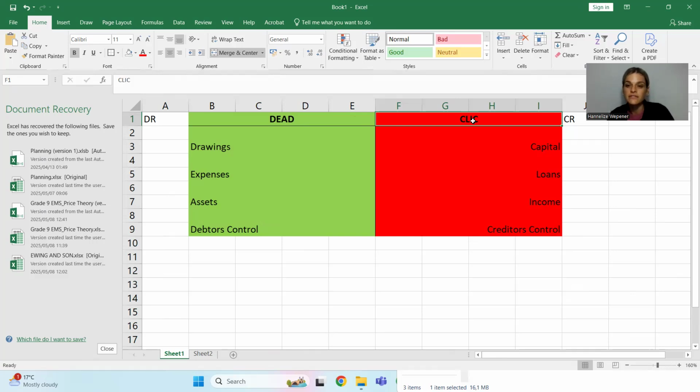Okay, so debt accounts increase on the debit side, decrease on the credit side. Click accounts will then increase on the credit side and decrease on the debit side. In other words, every time that the owner contributes more capital, I have more capital as a business, therefore I will credit my capital. So let's look at that, for example.